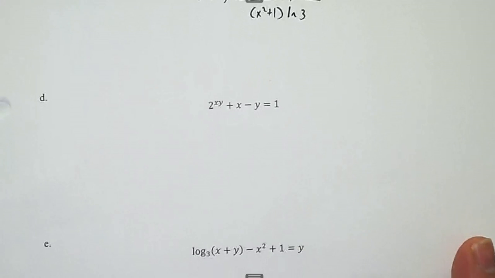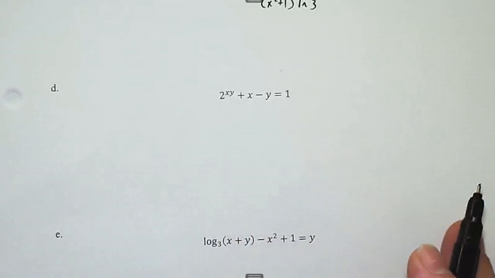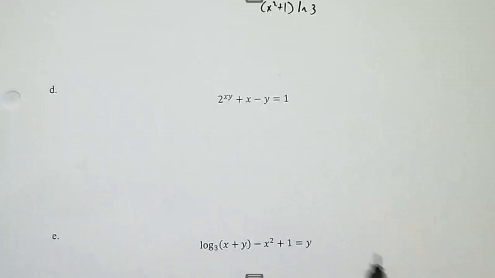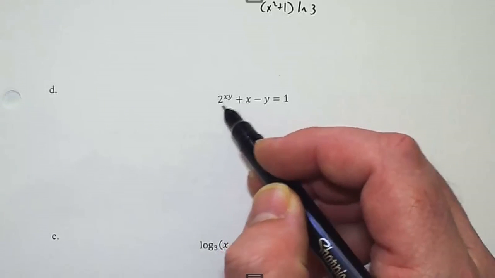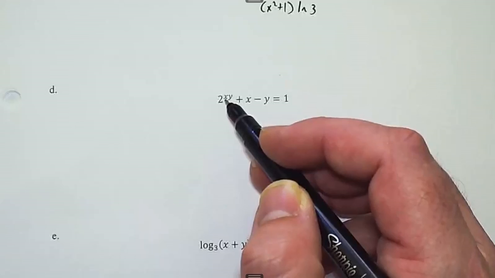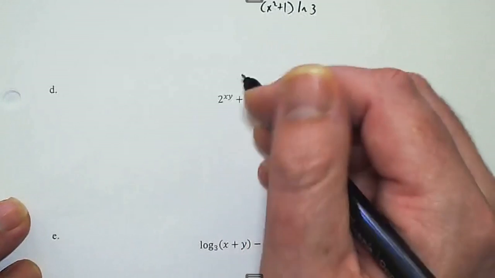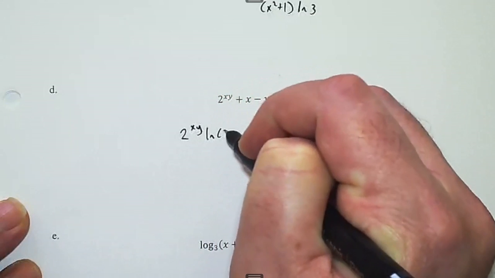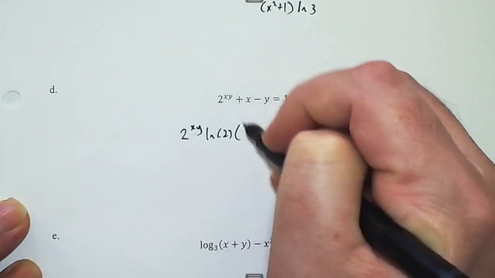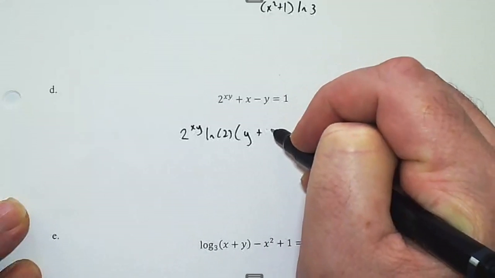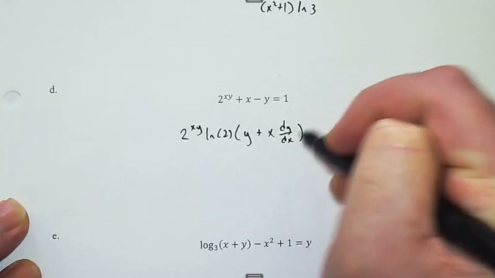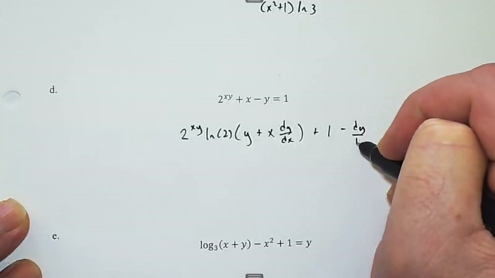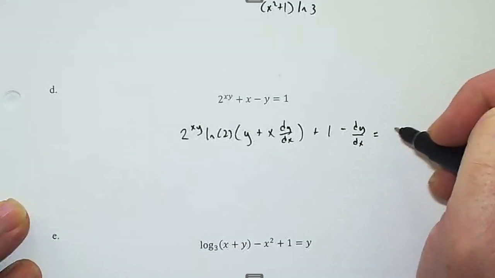All right, letter D. We've got 2 to the xy plus x minus y equals 1. We need to use implicit differentiation. And this is where the formula really comes in handy, because otherwise you're going to have to do logarithmic differentiation on the 2 to the xy alone, and we don't really want to do that. So we're going to remember that the derivative of 2 to the u is 2 to the u times the natural log of 2 times u prime. Product rule: derivative of the first times the second plus the first times derivative of the second. And then plus the derivative of x, which is 1, minus the derivative of y, which is dy dx, is equal to 0.